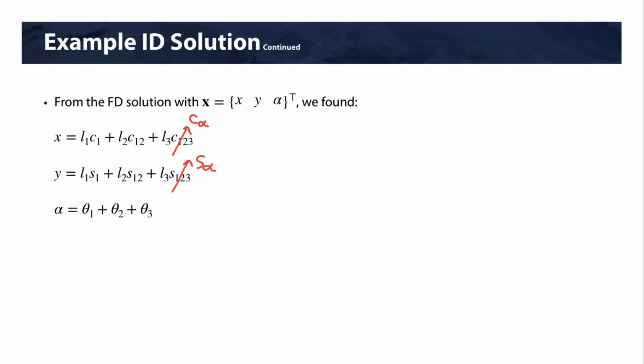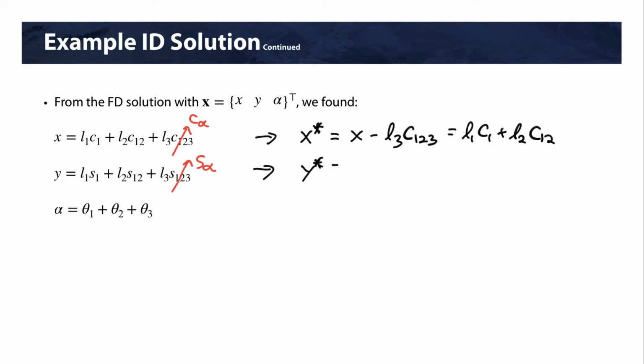So let's rewrite them. We're going to put everything we know on the left and everything we're still trying to figure out on the right. We're going to create a new variable x star, which is what we know, which is x minus L3 C123. So we know x star. And that's going to equal L1 C1 plus L2 C12. Likewise, we can define y star, which is just y minus L3 S123, and that's going to equal L1 S1 plus L2 S12.